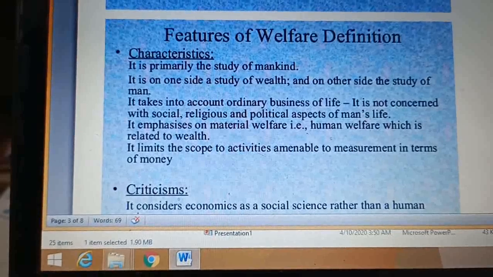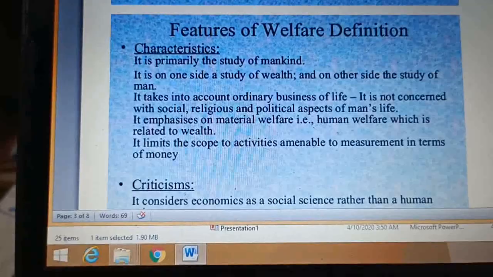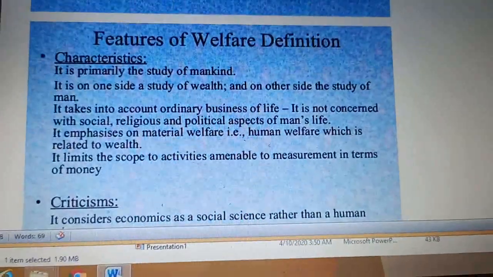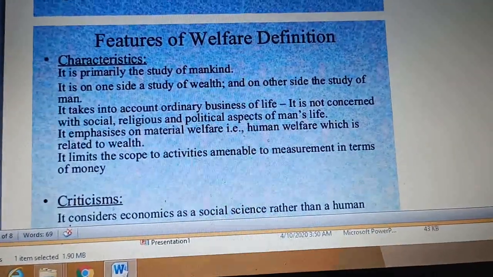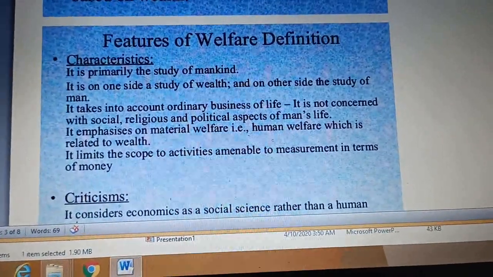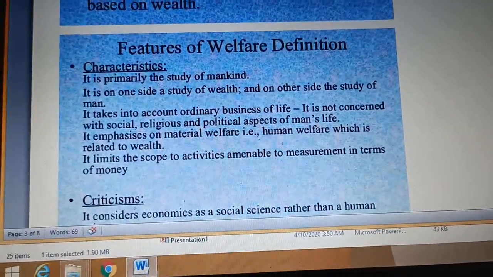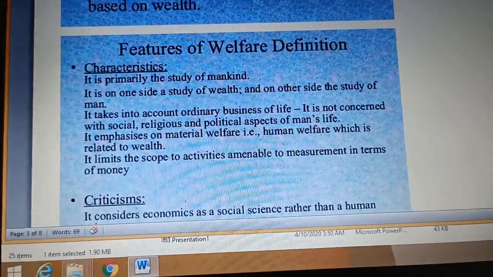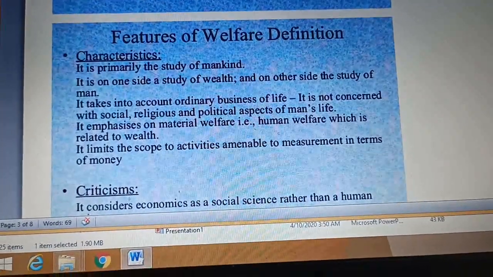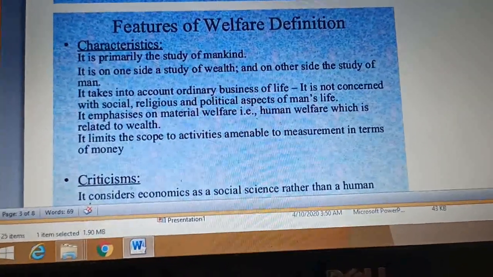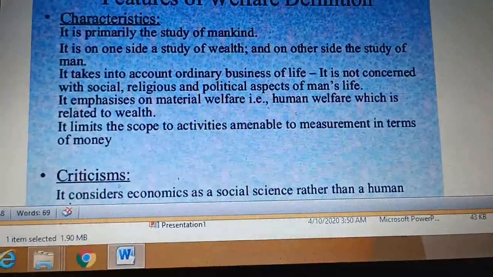It takes into account the ordinary business of life. It is not concerned with social, religious or political aspects of human life. Meaning day-to-day life, what business a person makes, activities. But it doesn't mean that every time he thinks about money creation only. That's why, being a social animal, a person also performs social, religious and political activities. It emphasizes material welfare only. It doesn't take into account other welfare. It limits the scope to activities amenable to measurement in terms of money only.